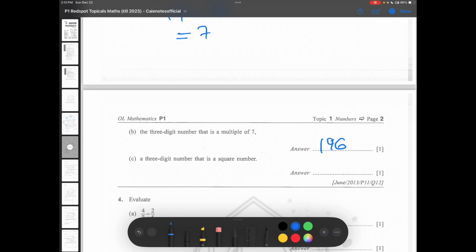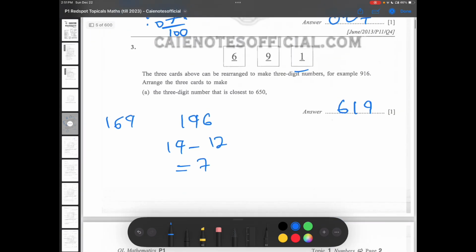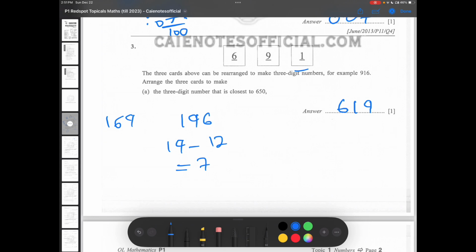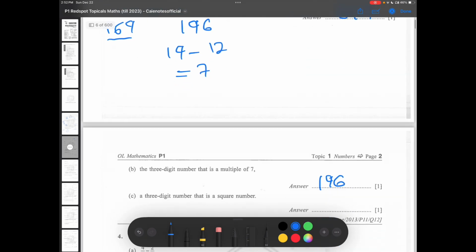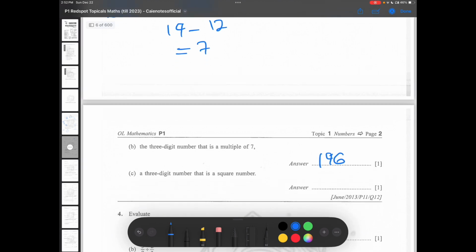Now I have to find a three-digit number that is a square number. So 169, that I just wrote a few seconds back for part B, is actually a square number. This is the answer of part C. It's a three-digit number and a square number from those cards.